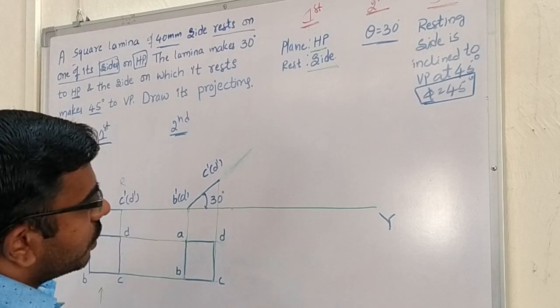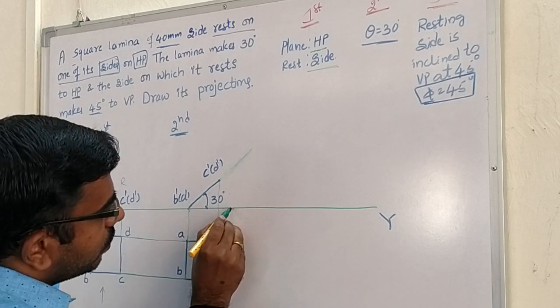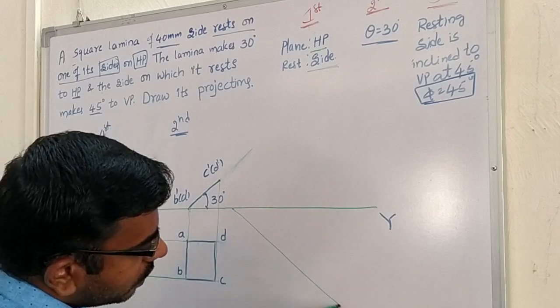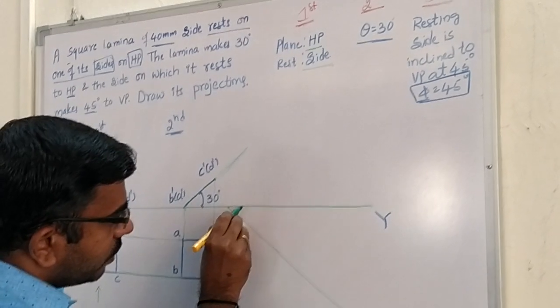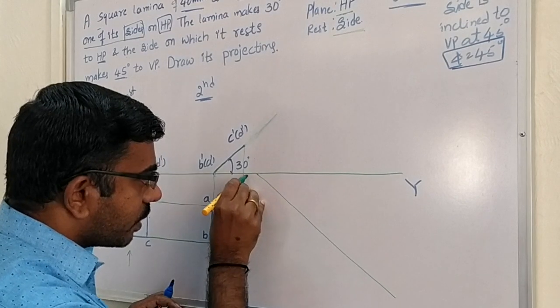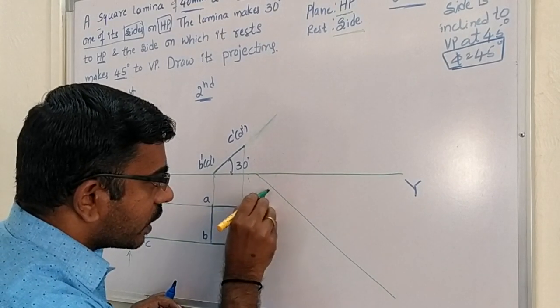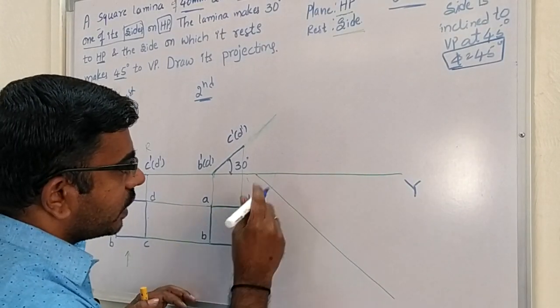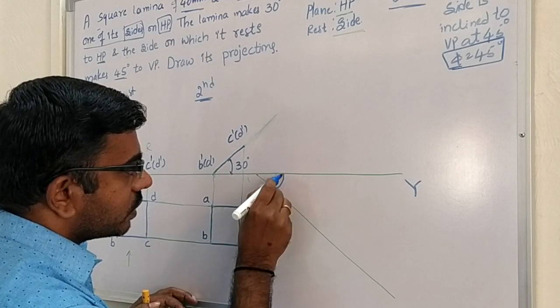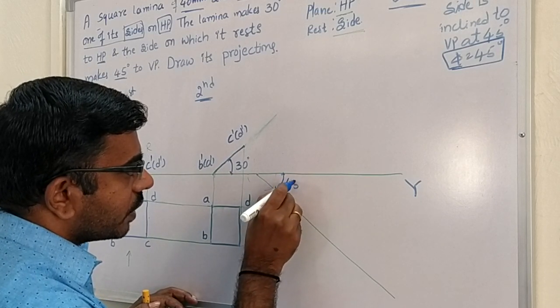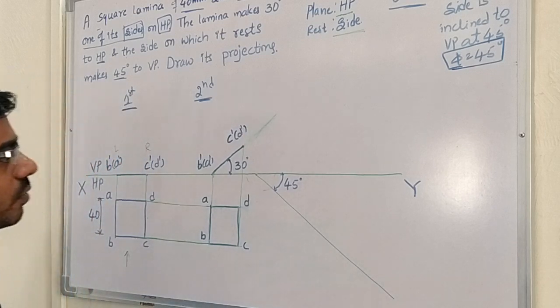Okay, I will draw the 45 degree line first. Keep the protractor here with respect to this XY line. Keep the protractor like this. You draw the 45 degree line here. From the XY line to this, how much degree? 45 degree. Okay, this angle is 45 degree.